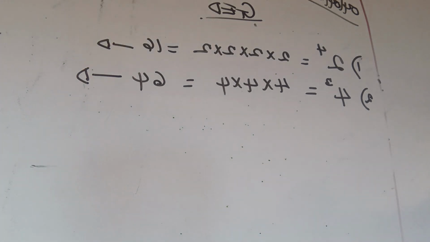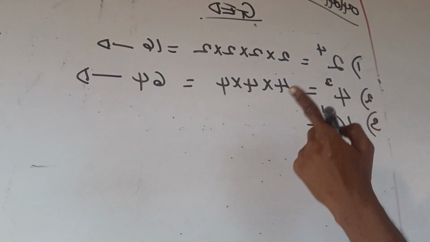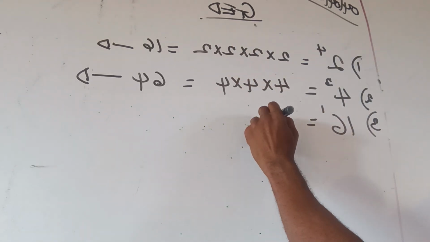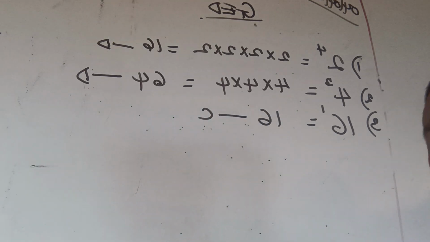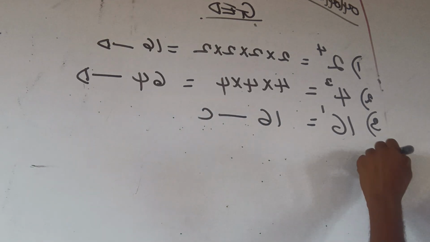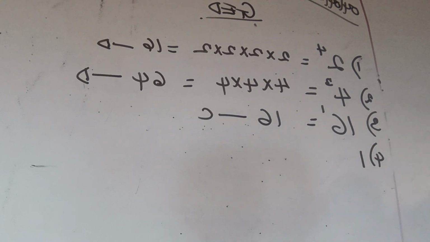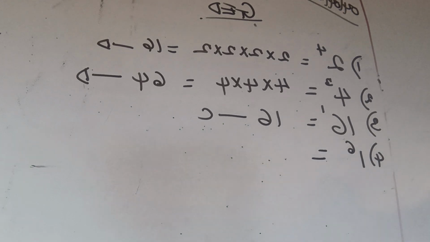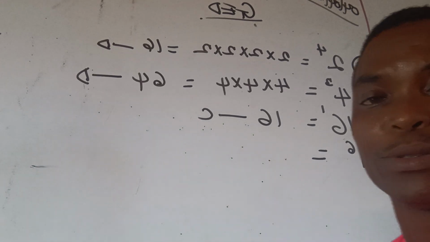Then question 3 is 16 raised to power 1. Don't forget, since it's 16 raised to power 1, it will end up giving us 16. And the correct option there is option C. Can you see that? Number 4 is 1 raised to the power of 6. It means 1 times 1 times 1 times 1 times 1 times 1.